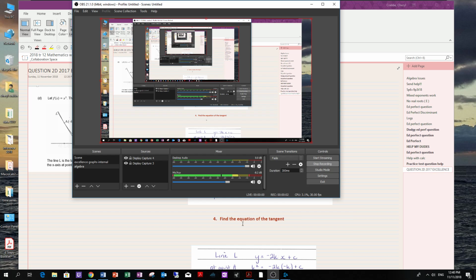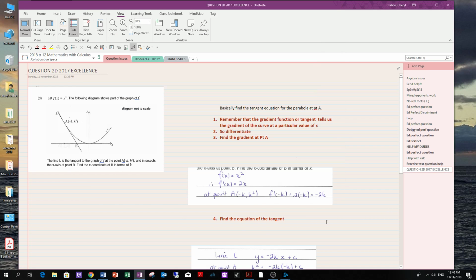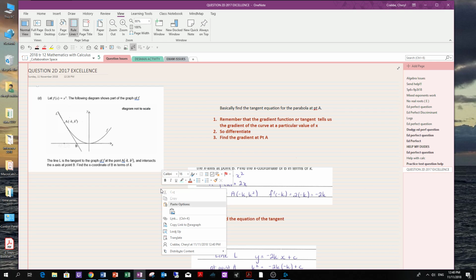Okay, we're going to do question 2D from the 2017 paper, and it's an excellence question. It's a fancy, challenging question, but it's basically just find the equation of the tangent line to the parabola at a certain point. That's all it is, without numbers. It's got constants, and it's got a point of negative k and k squared. But basically, this question is just find the equation of the tangent line.